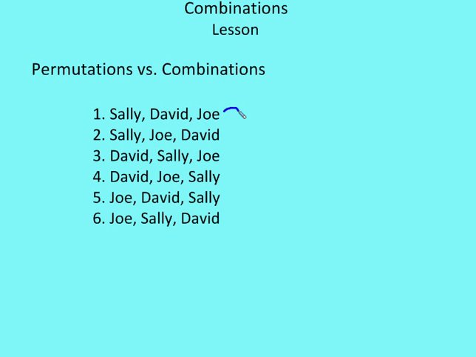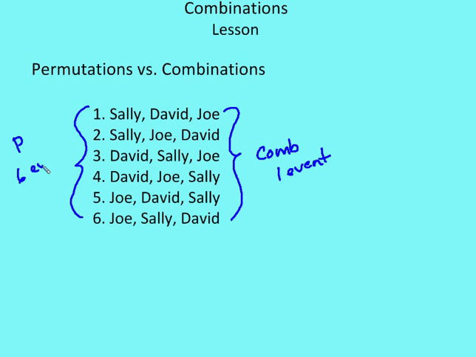For a combination, however, all 6 of these would be one event for a combination. So for a combination, it would just be one event, because in a combination, order is not important. Right? Sally, David, and Joe is going to be the same as Sally, Joe, and David. So for a combination, I have just one event, but for a permutation, I have 6 different events. Right? So let's keep that in mind.